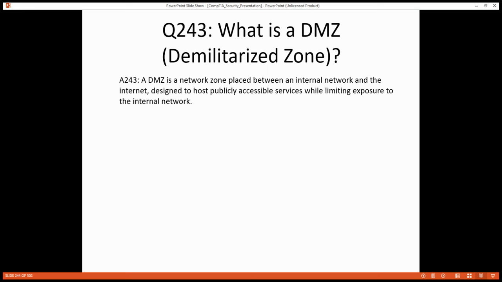Q243. What is a DMZ, demilitarized zone? A 243. A DMZ is a network zone placed between an internal network and the Internet, designed to host publicly accessible services while limiting exposure to the internal network.